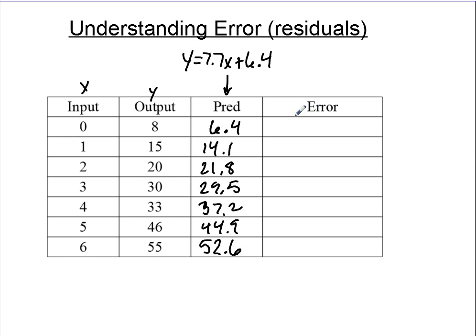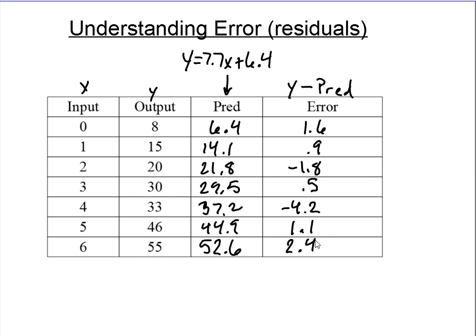I then take my output minus my predicted. In a sense, we take our y's and we subtract the predicted, and that's how we find out the error of each of these. So 8 minus 6.4 is 1.6. 15 minus 14.1 is 0.9. 20 minus 21.8 is a negative 1.8.